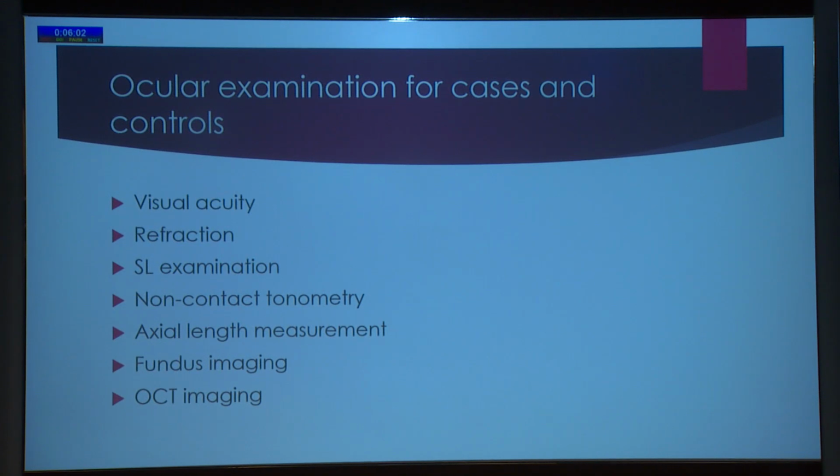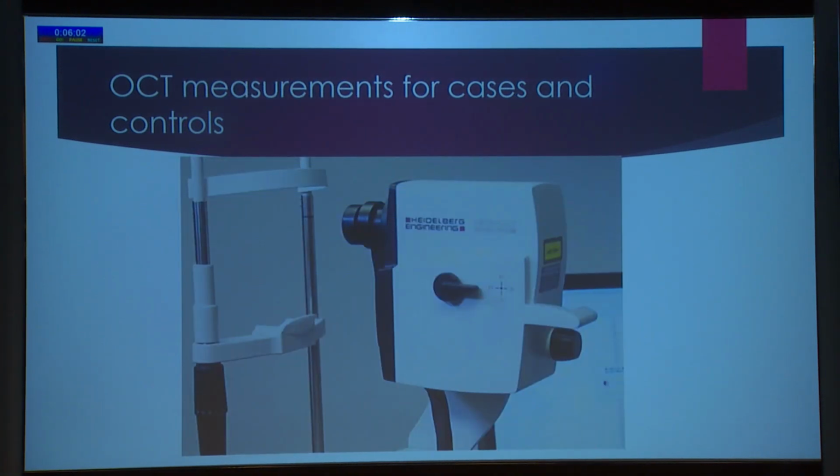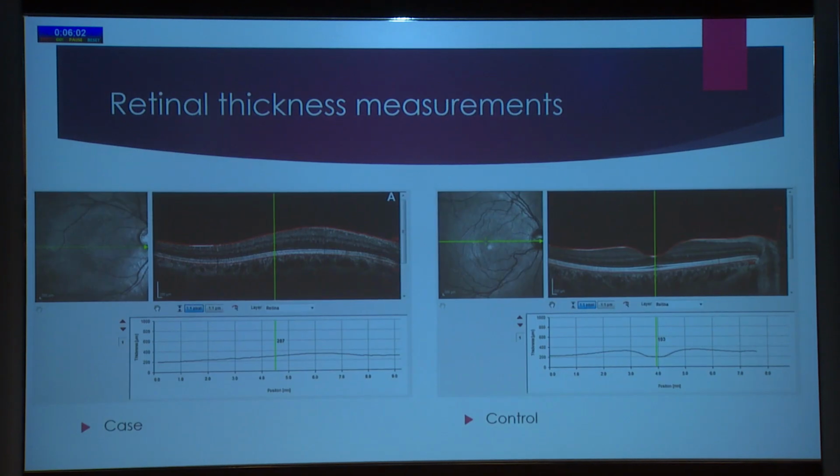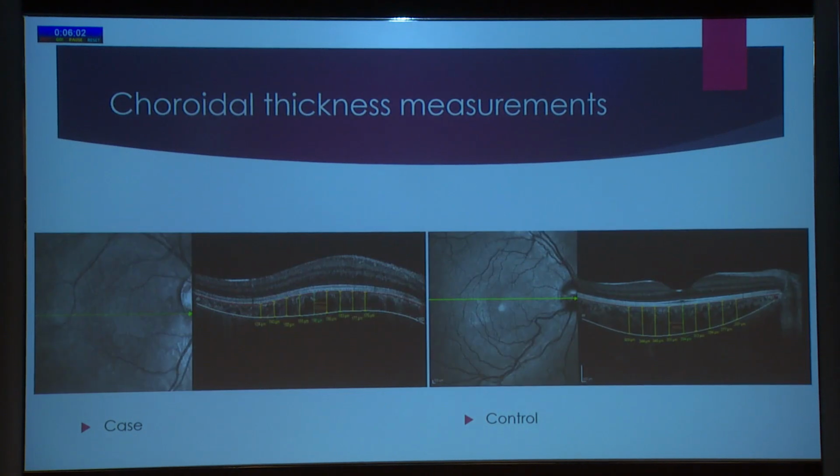The ocular examination of the cases and the controls included visual acuity documentation, refraction, slit lamp and IOP measurements, axial length measurements, fundus imaging and OCT imaging. The OCT imaging was done with the Heidelberg Spectralis machine for both, where we looked at the retinal thickness measurements at the fovea and at 500 microns intervals on either side of the fovea, nasally and temporally, up to a 2000 micron length. The choroidal thickness was also measured in an automated manner at 500 micron intervals on either side of the fovea up to a length of 2000 microns on the OCT scan.